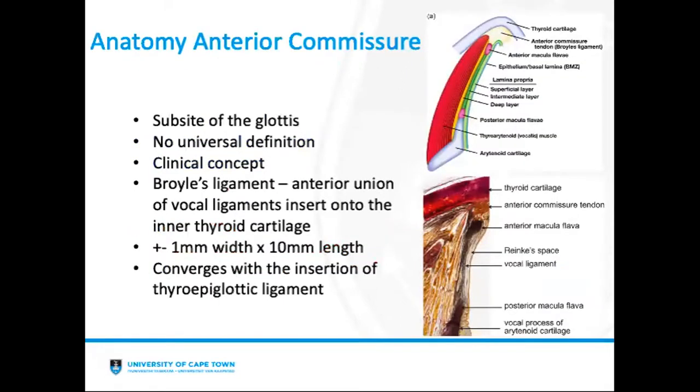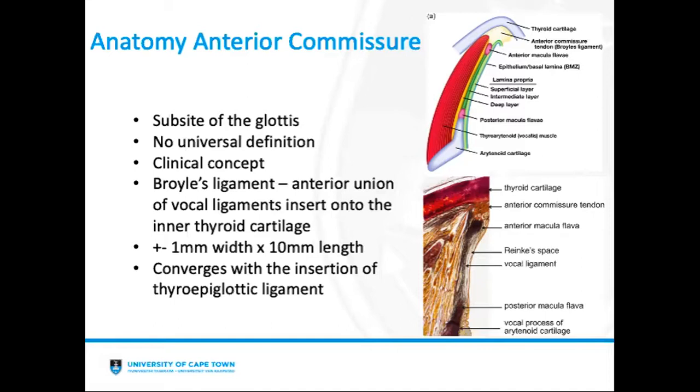So if we move on to the anatomy of the anterior commissure, according to the TNM, it's a subsite of the glottis, but there's no universally agreed upon anatomical definition. And even the 8th edition does not define its exact boundaries. And I must say, the more I read about its anatomical descriptions, the more confused I became.